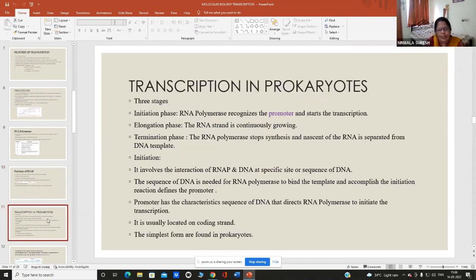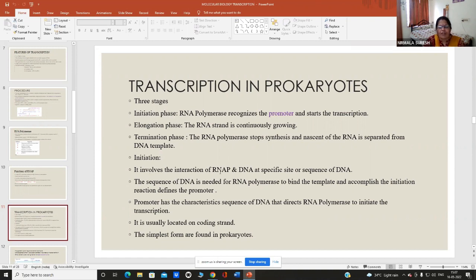Transcription in prokaryotes. There are 3 stages: initiation stage, elongation stage, termination stage. It is dependent on sigma factor and rho factor. In initiation, RNA polymerase recognizes the promoter site. In the elongation phase, the RNA strand is continuously growing. In termination, the RNA polymerase stops synthesis. And nascent means at the time of birth. Just born, newly born RNA.